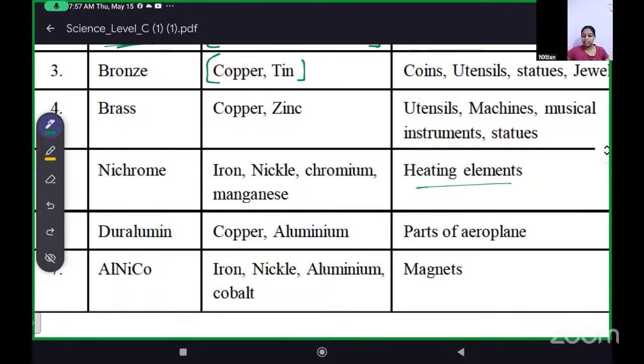Okay, heating elements. Then duralumin is made up of copper and aluminium. Duralumin is used in parts of an aeroplane. Then AlNiCo is made up of iron, nickel, aluminium, and cobalt. It is short for aluminium, nickel, and cobalt. Iron is also mixed in it. This is used in magnets. Okay, this is used in magnets.